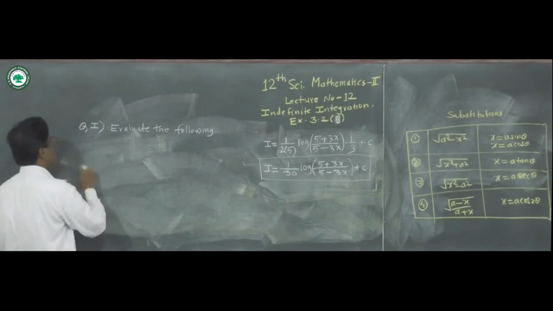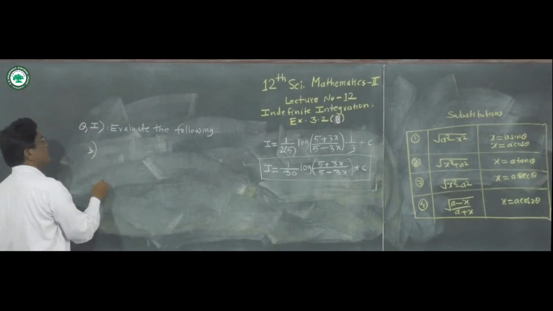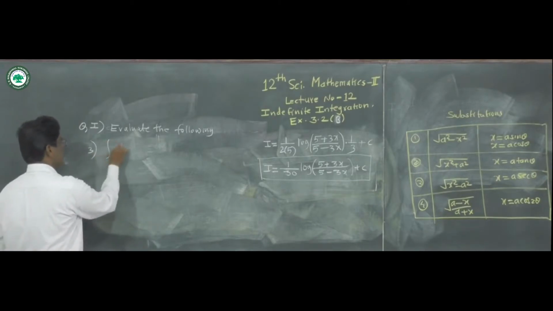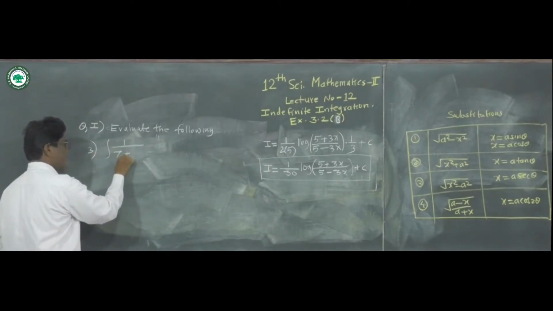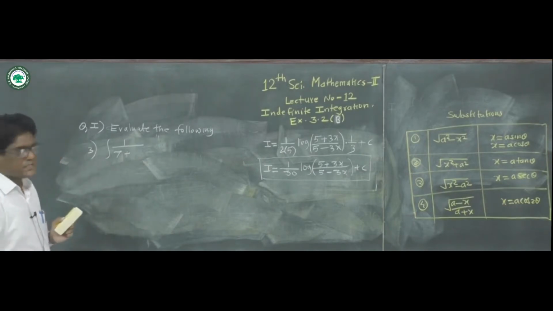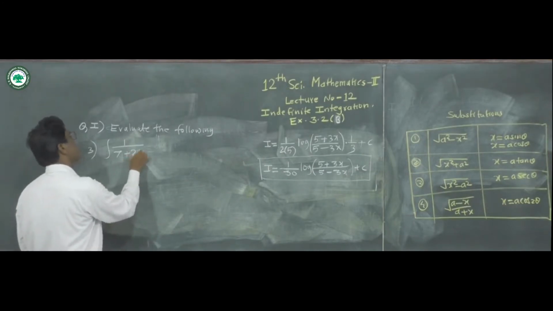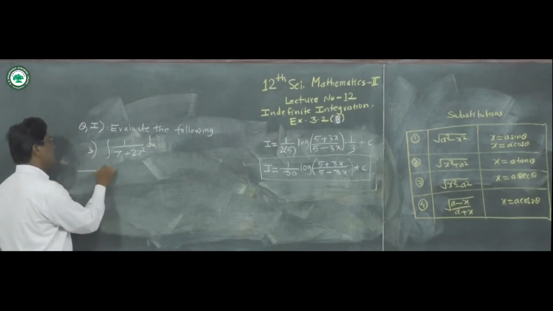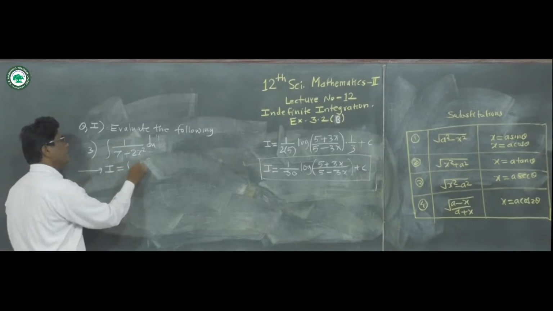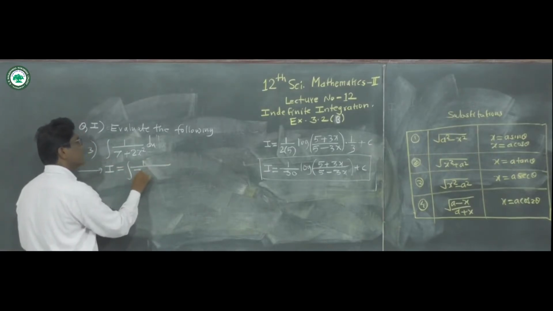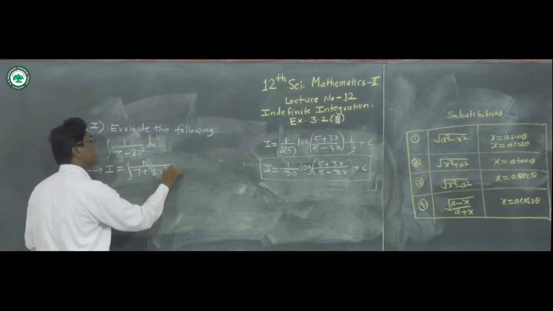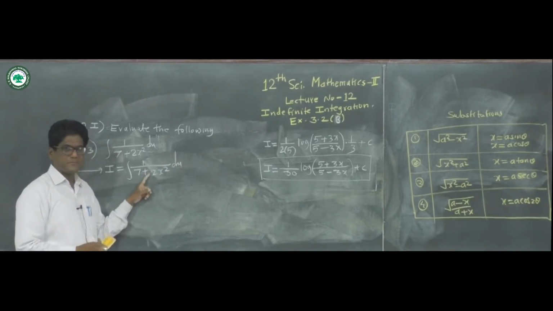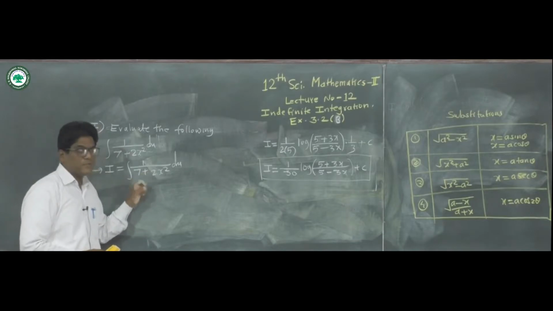Third problem here: 1 upon 7 plus 2x square dx. So firstly call this as I. So let I is equal to integration of 1 upon 7 plus 2x square dx. Now see here 2 is not a complete square. Then also we write here 2 as root 2 square.